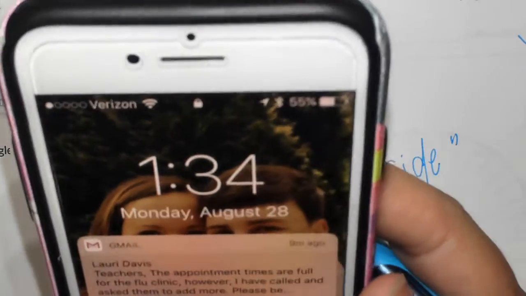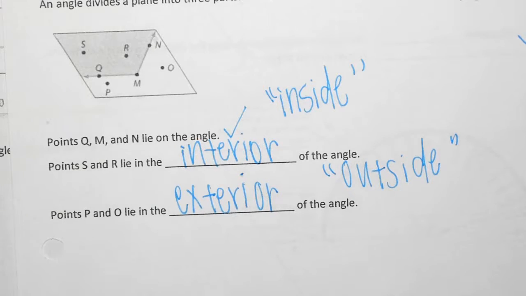Siri said, oh, it went away. She said something about exterior and interior. Okay, to the back.